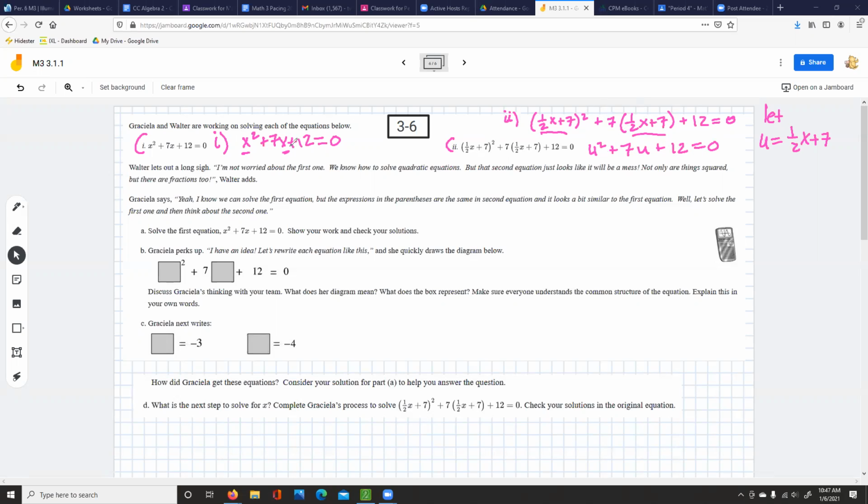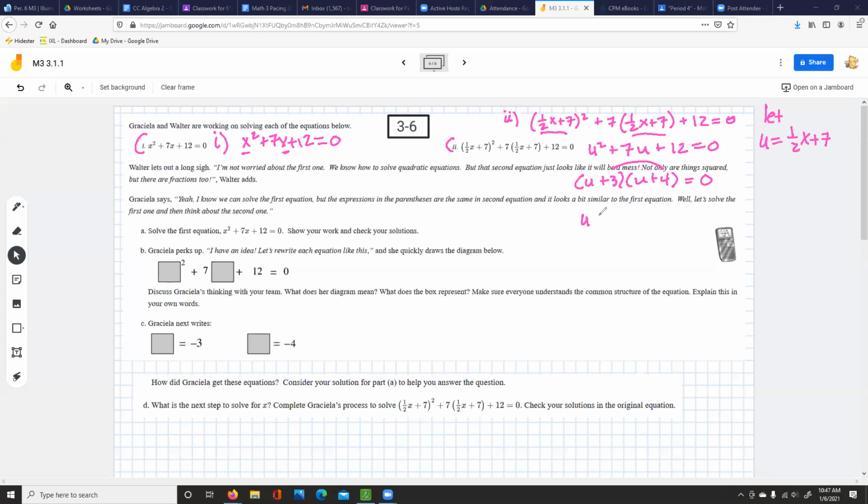And I told you to factor this, this is just x plus 3 times x plus 4. So this is going to be U plus 3 times U plus 4. That is how you factor. That's how you get your 7 and your 12, right? You add 3 and 4 to get 7. You multiply 3 times 4 to get 12. So that's super easy to solve.